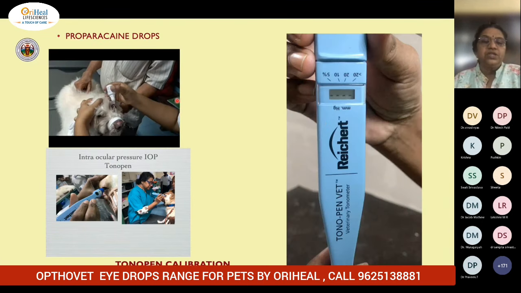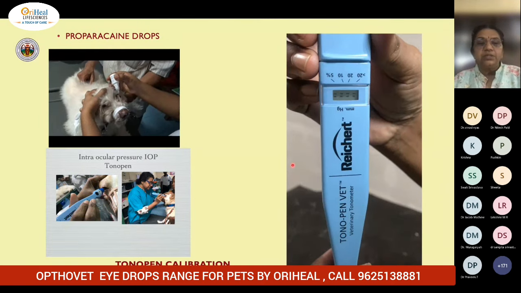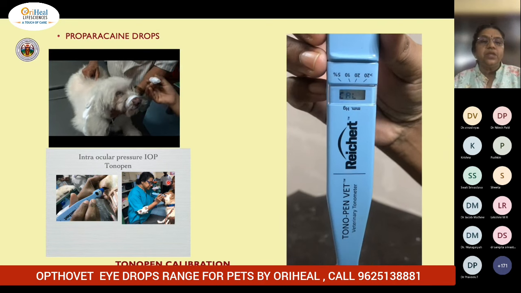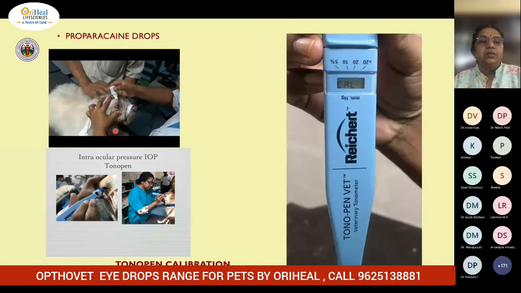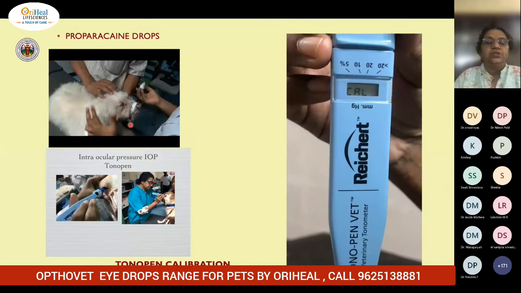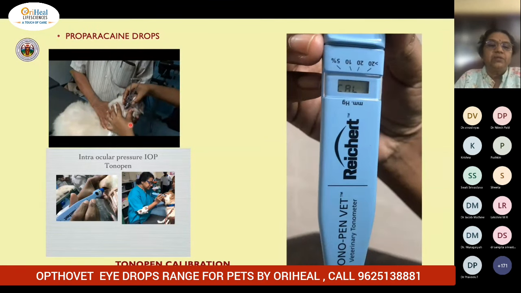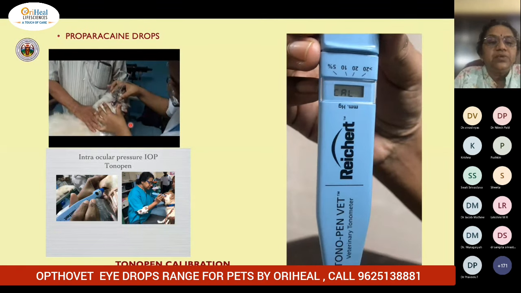Now, before studying the intraocular pressure, if there is a discharge, you have done all those tests, so you are free to use the proparacaine drops. This is a local anesthetic drop you can instill into the eye, and then you can use the equipment. This is the Tonopen Vet, so you can study that. This drop is instilled and repeated on both the eyes. How often you should put it is another question. We normally put 3 times at 5 minute intervals.